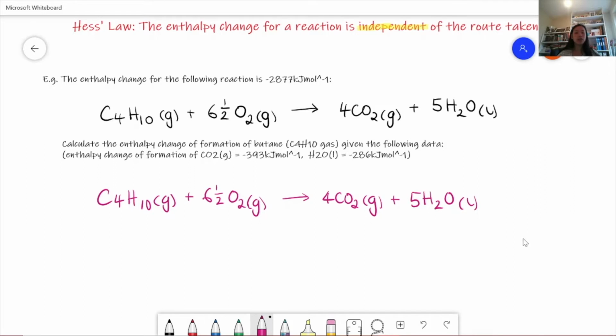So I like to put the minus 2,877 in. And this is the enthalpy change of combustion. Then we look at the question again. You want the enthalpy change of formation of butane. The definition for enthalpy change of formation is the enthalpy change when 1 mole is formed from its constituent elements in standard states and conditions, which means that the equation for the formation of butane should look like this.